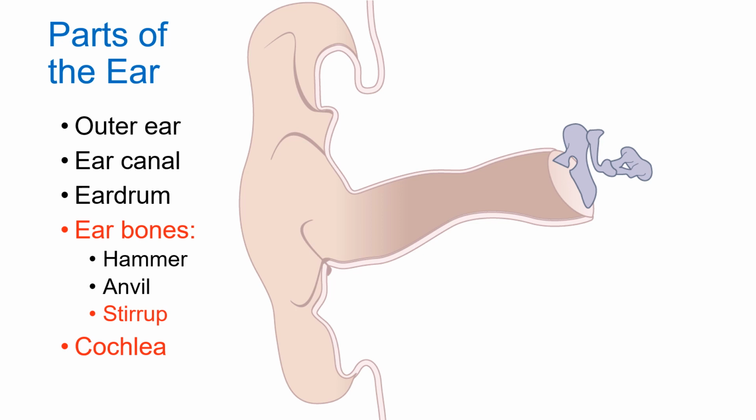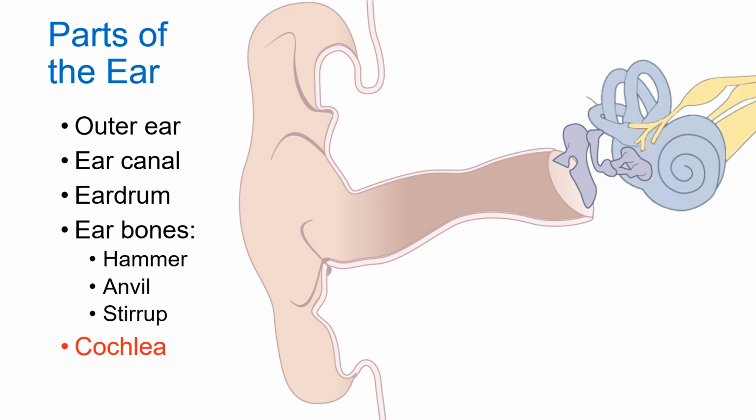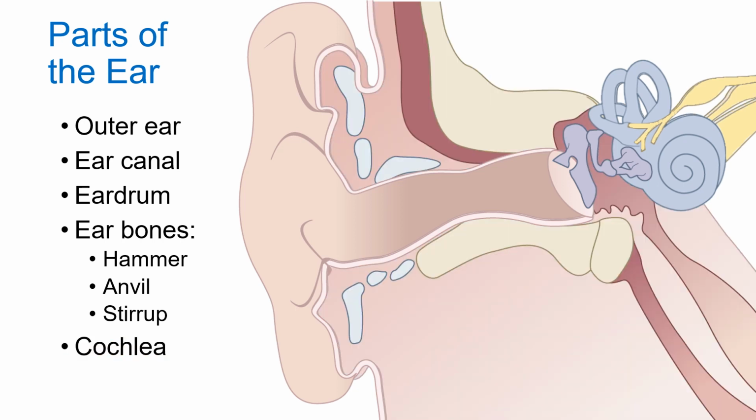The stirrup then makes contact with a device called the cochlea, and this looks a bit like a coiled up snail shell. And if you look at the diagram there, you can see the kind of brown things coming off that. Those are the nerves which take the information to the brain. They're called the auditory nerve, and of course all of this is encased in the skull.